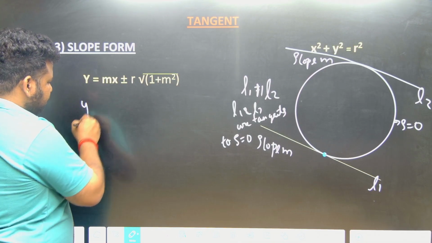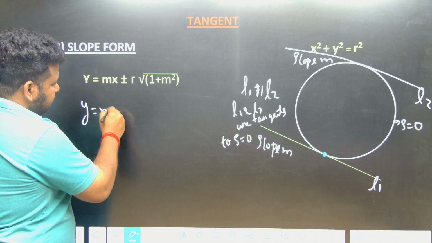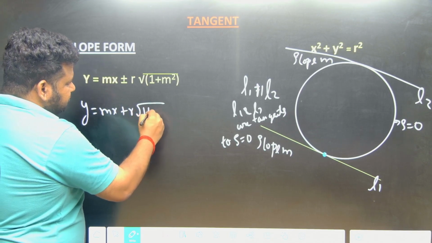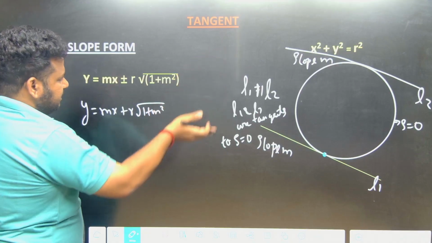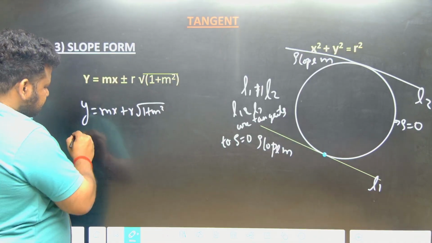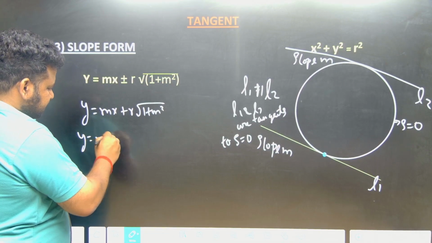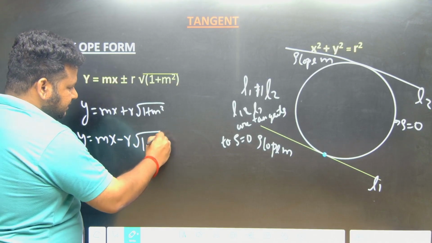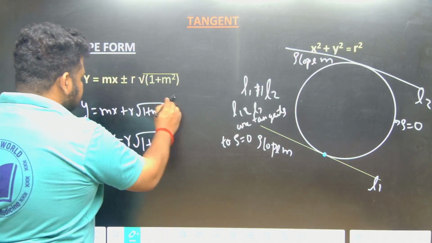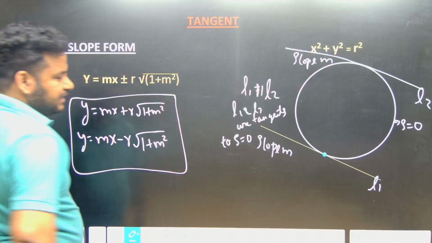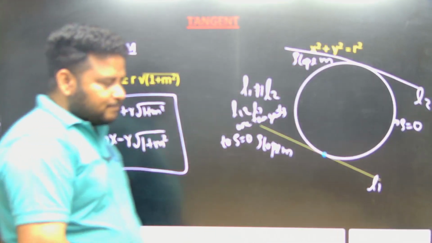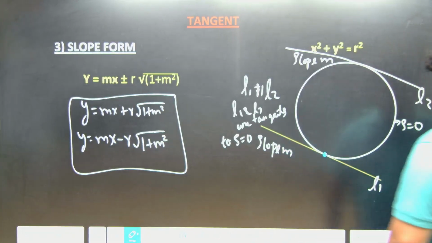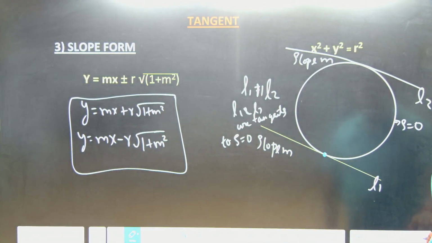Why it comes, you don't have to worry now. This will become y is equal to mx plus r into square root of 1 plus m square for the tangent above the center. For the tangent below the center, the equation is y is equal to mx minus r into square root of 1 plus m square. So this is the equation of the tangent. When the point is not given but the slope is given, that time this is the equation of the tangent. Two parallel tangents will be there.